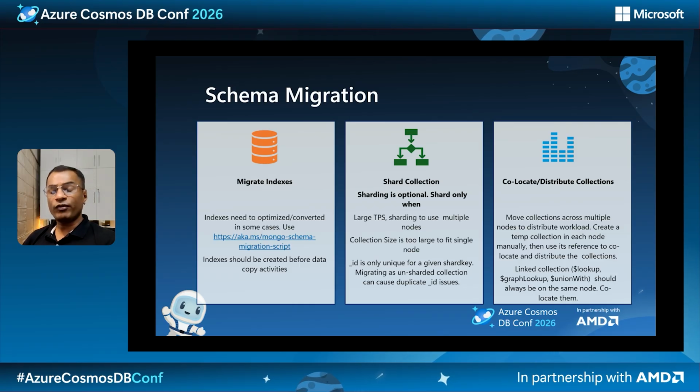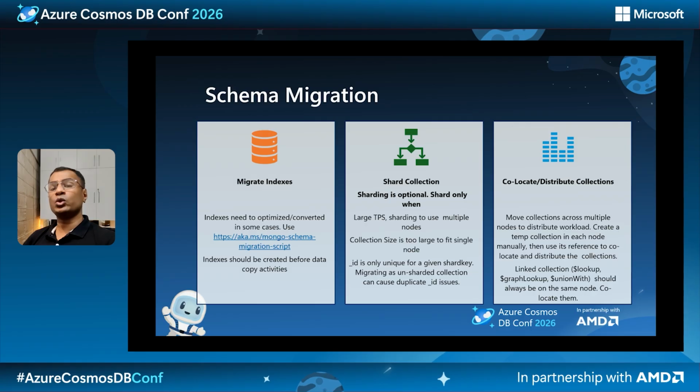Remember, if your source is already sharded, you may want to check if all the IDs are unique across shard keys. Because if they are not, when migrating, they will cross duplicate IDs and the migration will fail. So take care of this and see if your source already is a sharded collection.